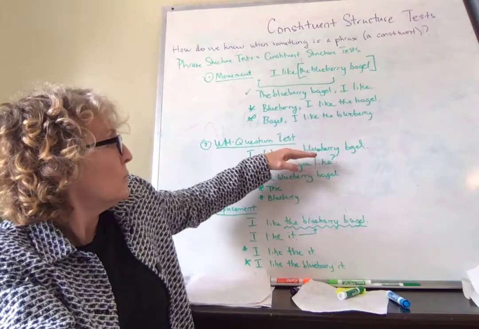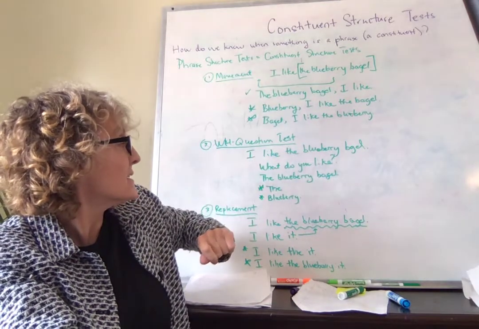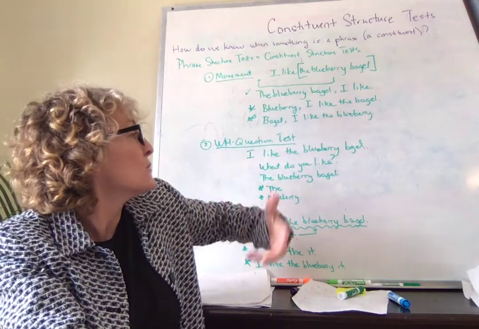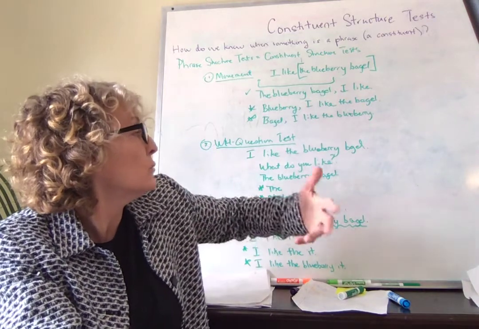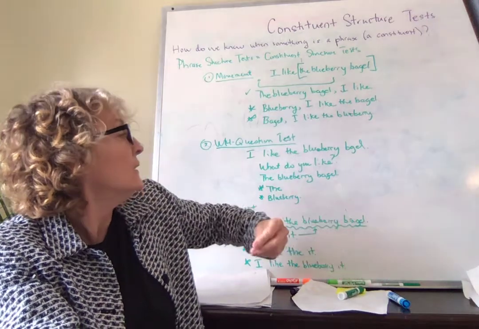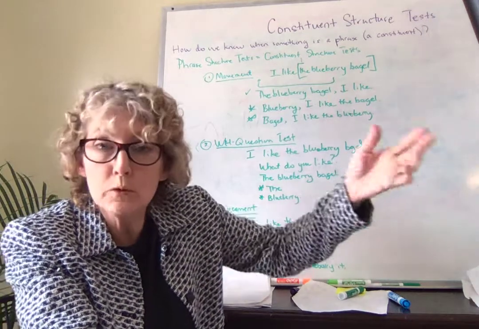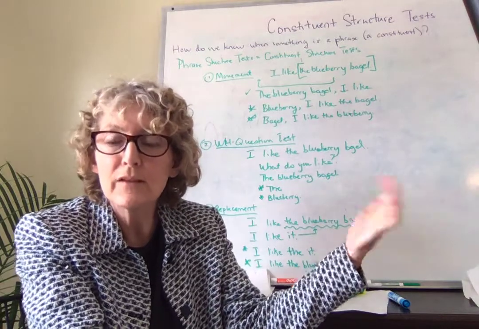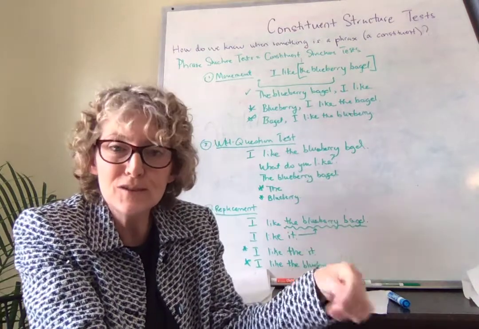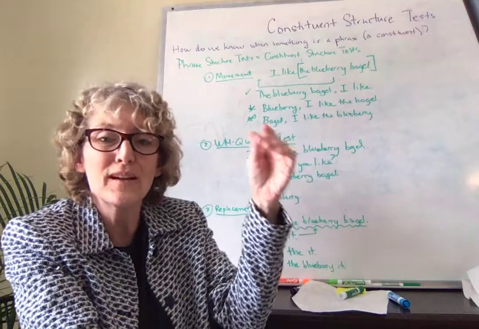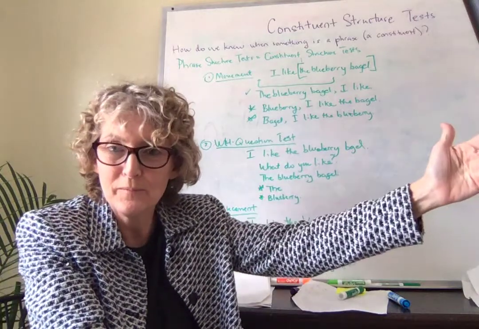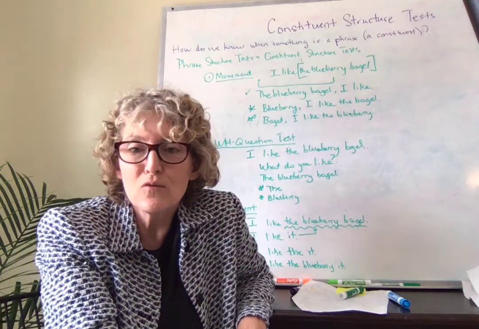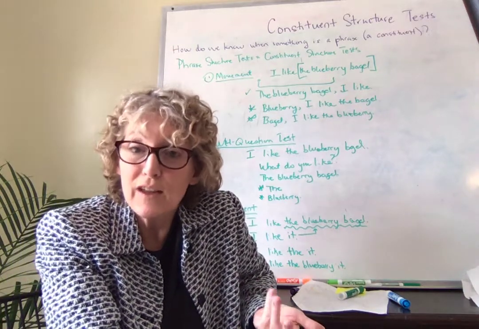If you think about maintaining the meaning of the sentence and somebody says, what do you like? And you mean to express to them, I like the blueberry bagel, and you say to them, blueberry, you have not done the job of answering the question, because you need to include that whole thing, the blueberry bagel. All of those things must be present in order to form a natural answer to that question.